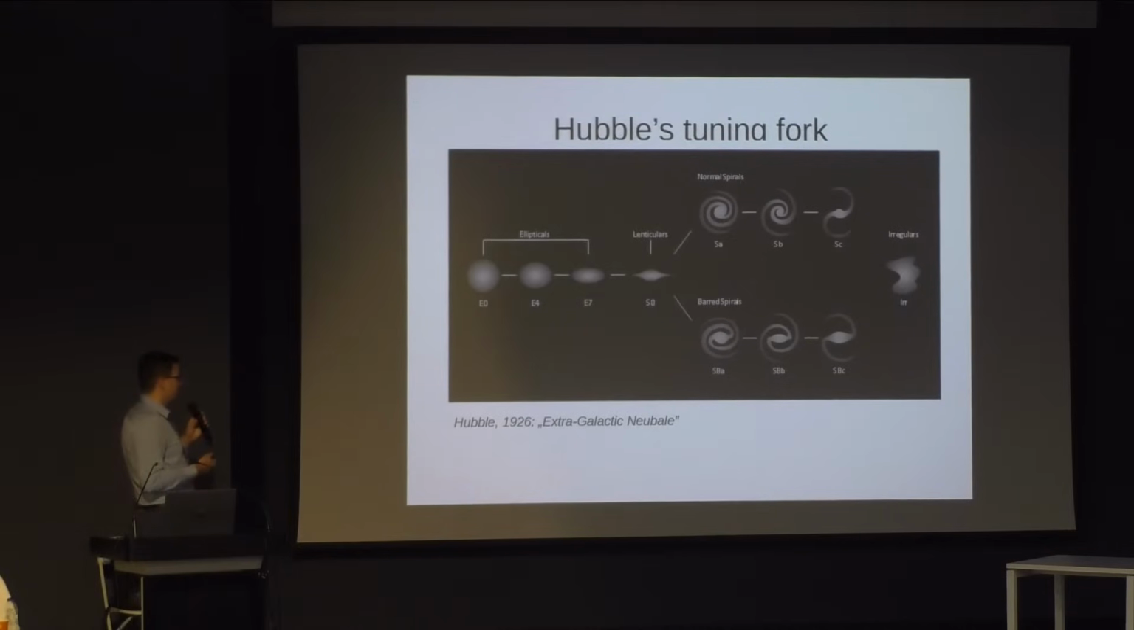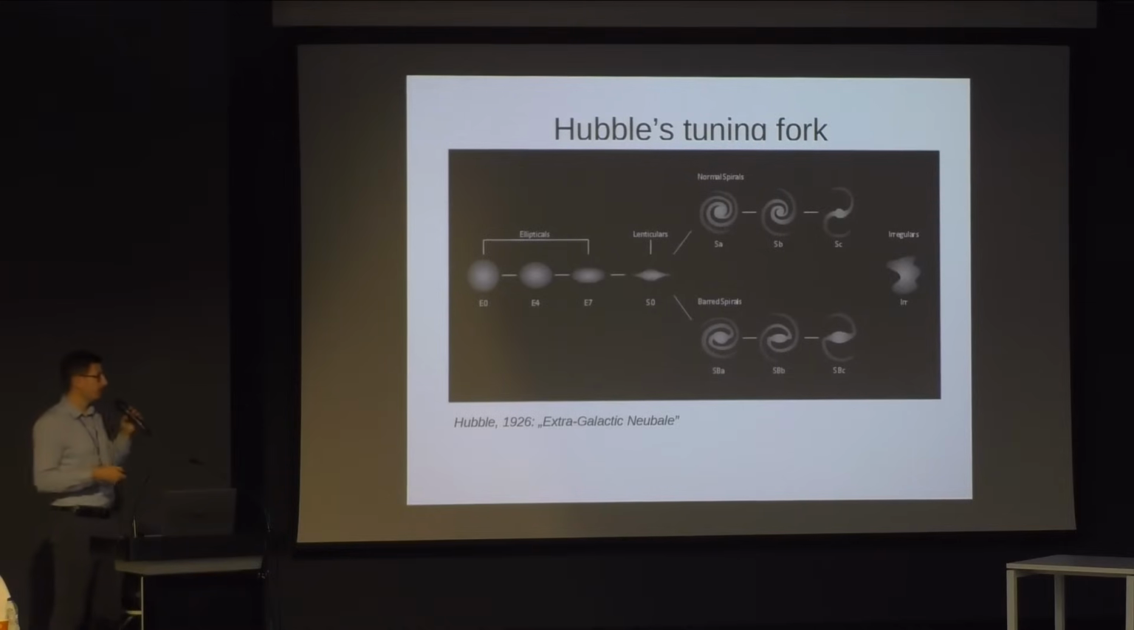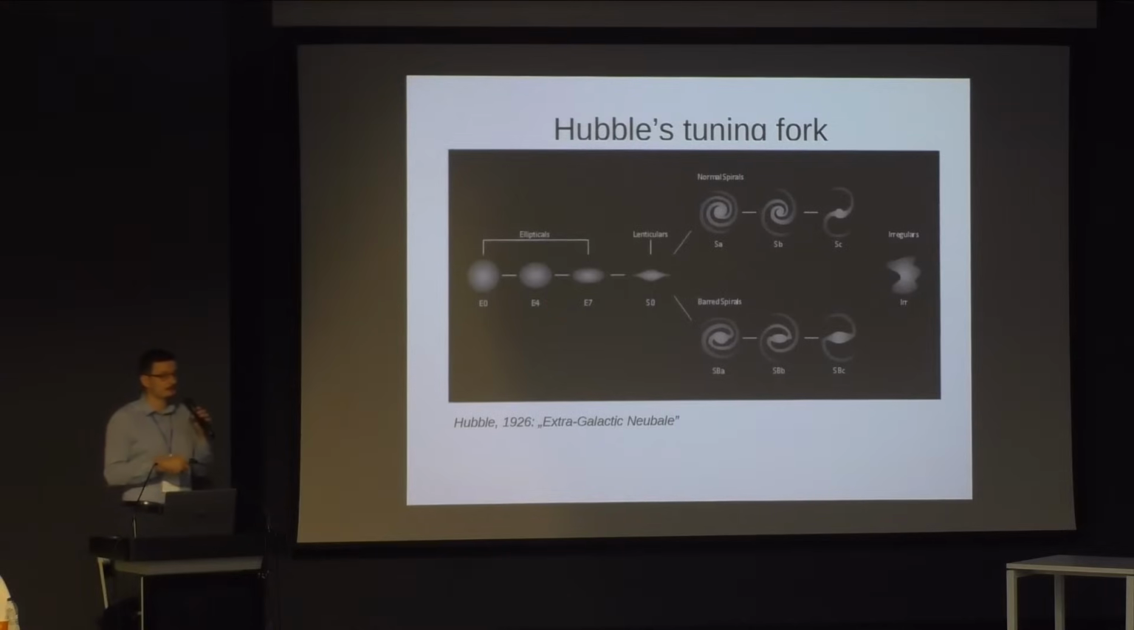Hubble first thought that this was some kind of evolutionary sequence, so he named these galaxies early-type galaxies. But we know that actually they are not evolutionarily connected with the spiral galaxies in the sense that they are older than them. These galaxies are actually younger than the spirals, because they are formed in mergers of spiral galaxies, irregular galaxies, and dwarf galaxies.